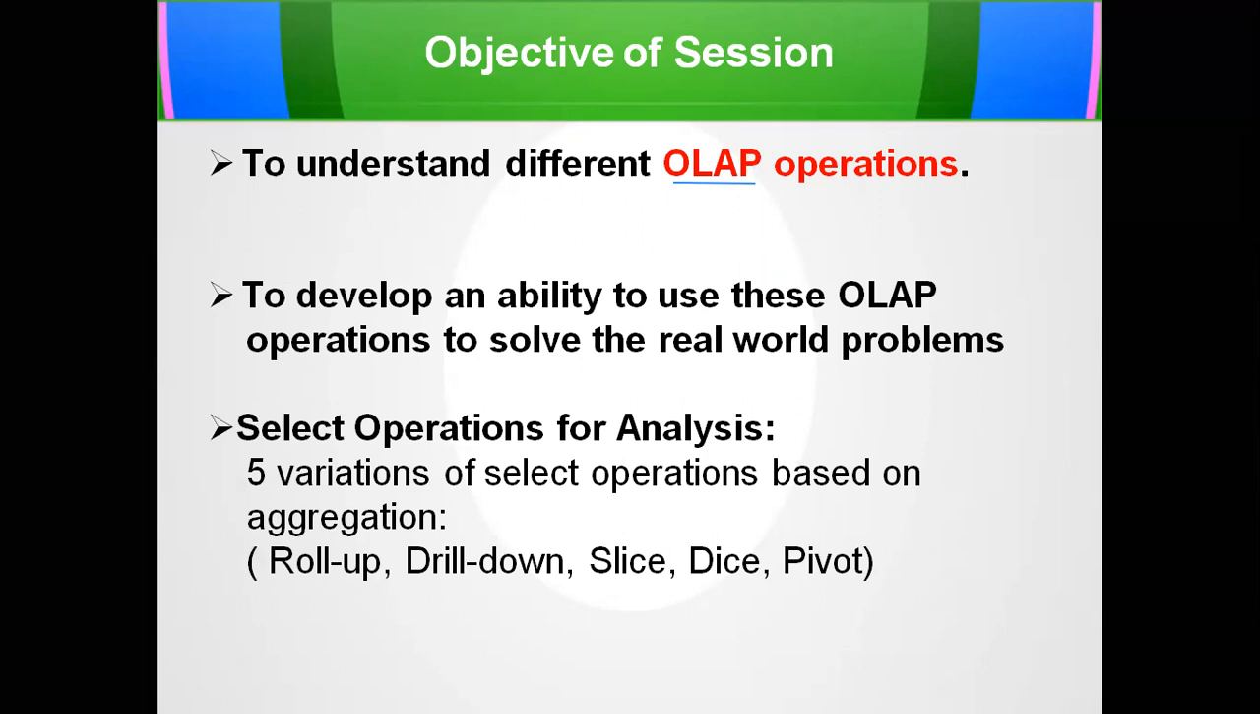All these OLAP operations are divided into 5 different variations: roll-up operation, drill down operation, slice, dice, and pivot. When we learn these operations, we will come to know these are all select operations only. We only use different criteria to retrieve the data from the data warehouse. So all these are variations of the select operation.